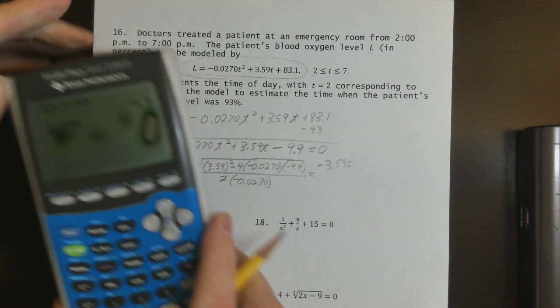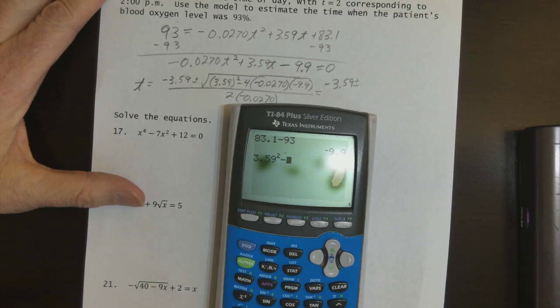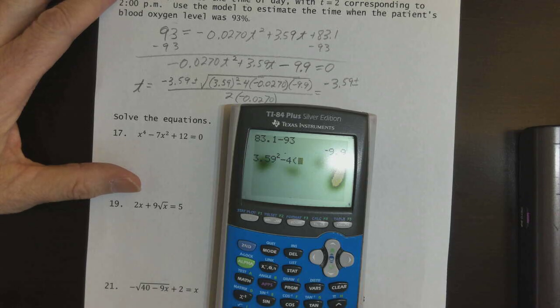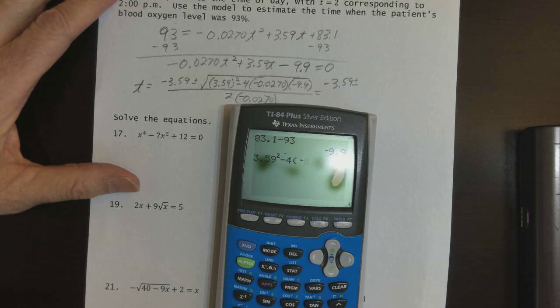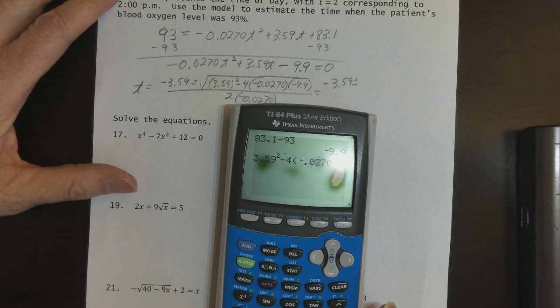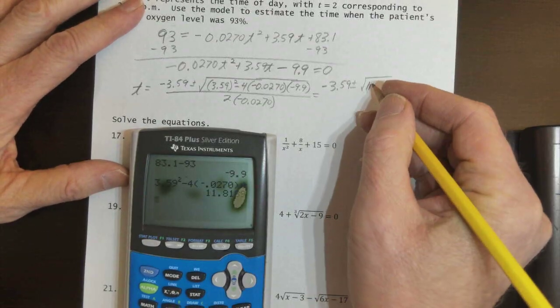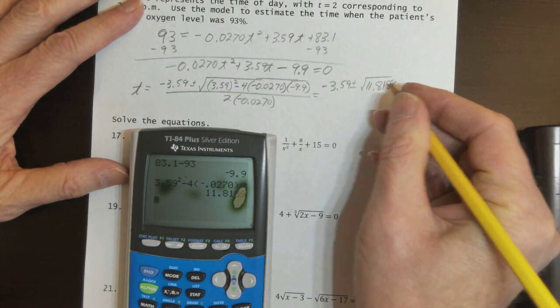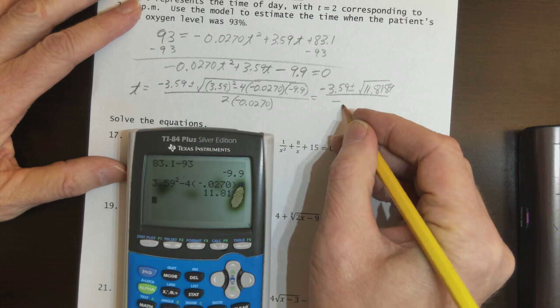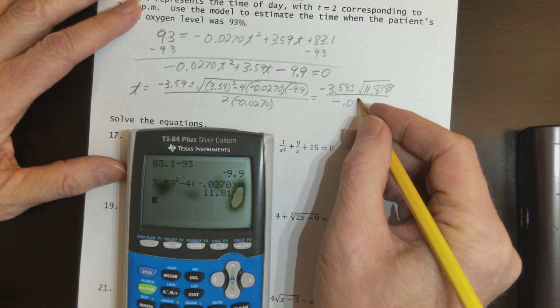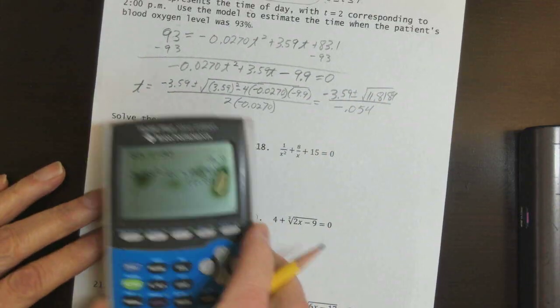Okay, 3.59 squared minus 4 times negative 0.0270. Really don't need that, do I, for that calculation? Times negative 9.9 equals. So that is 11.8189 over negative 0.0270, 0.054. I'm not going to put the zeros on anymore.